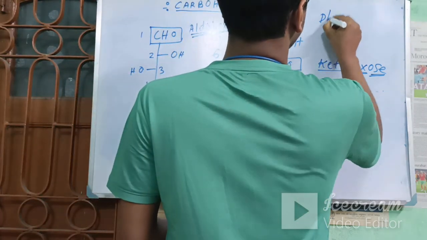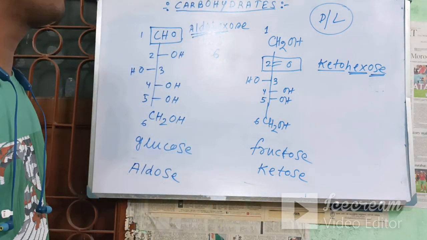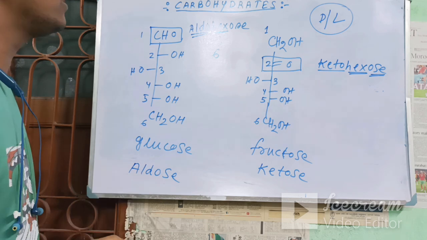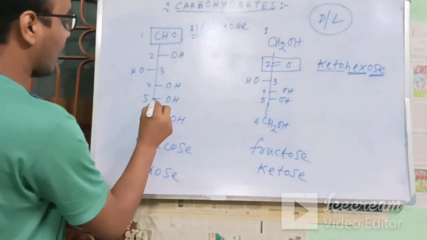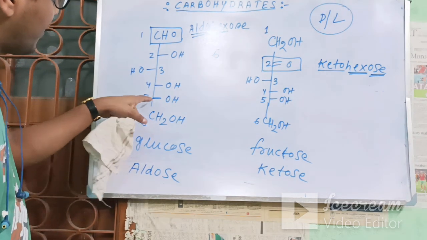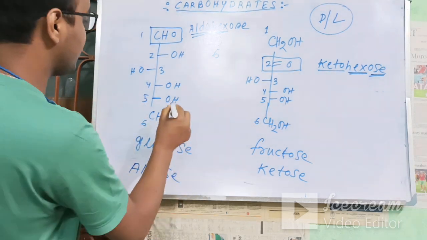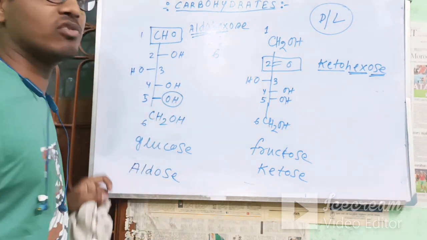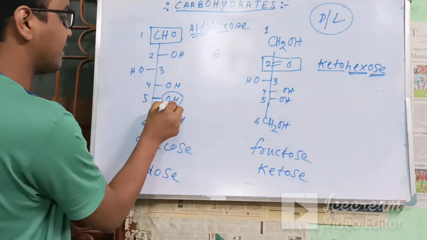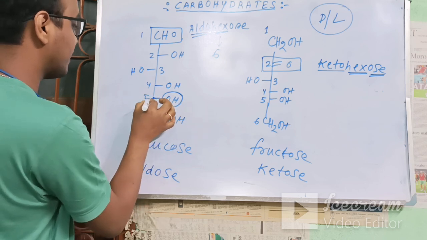This D and L naming we have come across in the stereochemistry class. We are now recalling that if the lowest numbered carbon has the highest electronegative atom on the right side, that is called D, and if the highest electronegative atom attached to the carbon atom is on the left side, it is called L.